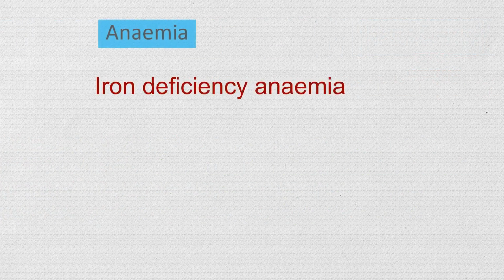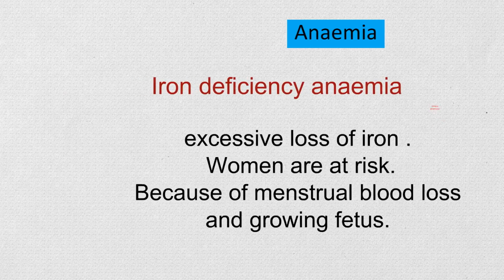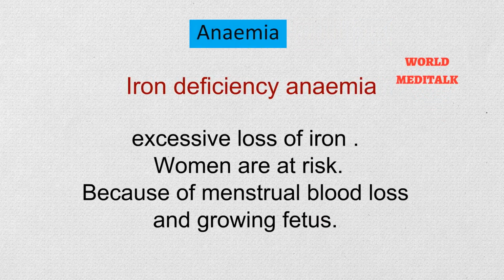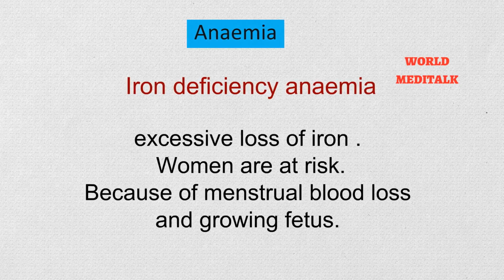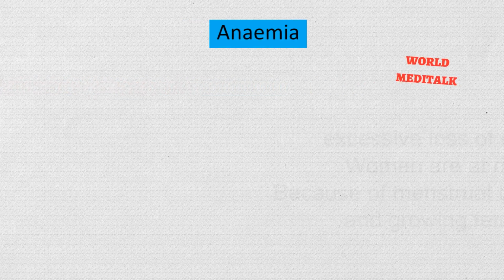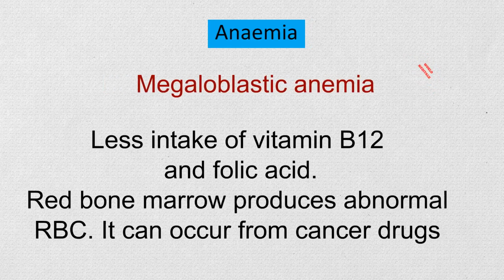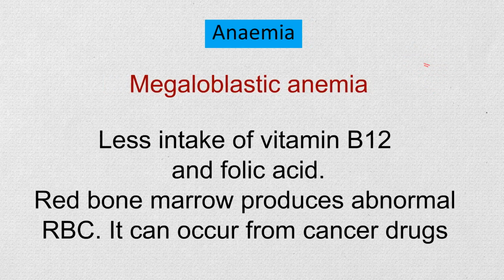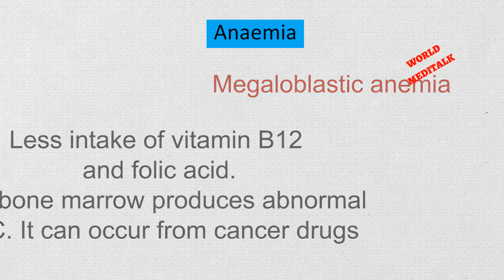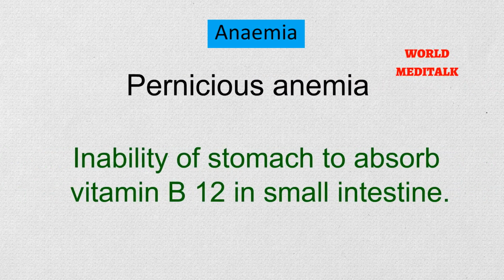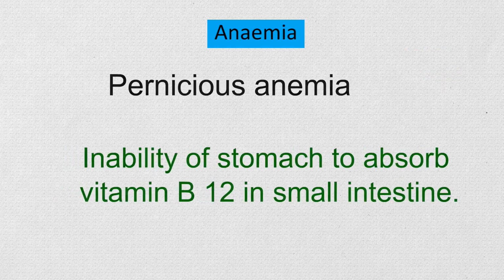Iron deficiency anemia. It can result from excessive loss of iron. Women are at risk because of menstrual blood loss and the growing fetus. Megaloblastic anemia. Less dietary intake of vitamin B12 and folic acid. Red bone marrow produces abnormal RBCs. It can occur from cancer drugs. Pernicious anemia. Inability of the stomach to absorb vitamin B12 in the small intestine.